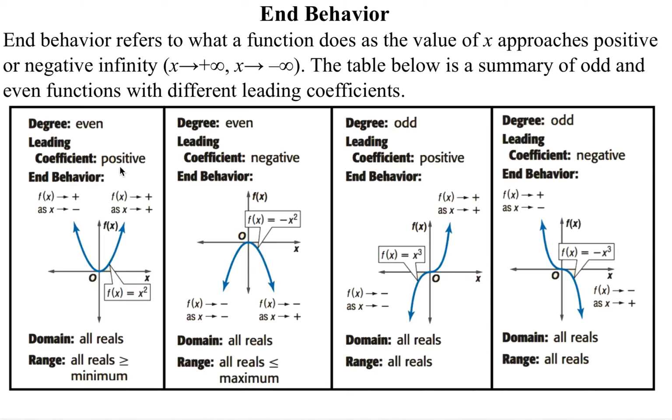And if its leading coefficient is positive, then we know that the domain is all reals. The domain could be anything. And the range is all reals that are greater than the minimum value. So what this function tells us is the end behavior as x goes to positive infinity. As we let our x values get bigger and bigger and bigger, the function's getting bigger and bigger and bigger, going to plus infinity. As our x values go to negative infinity, our function value also goes to positive infinity.